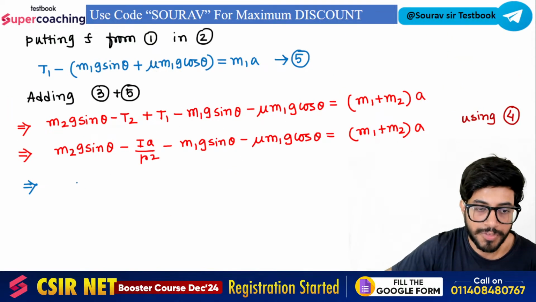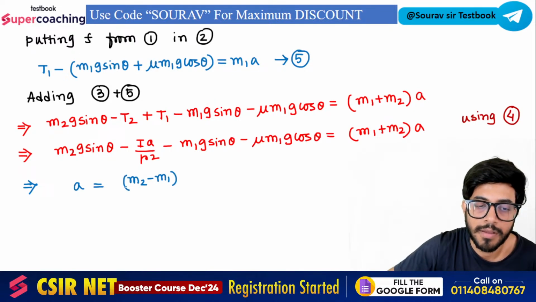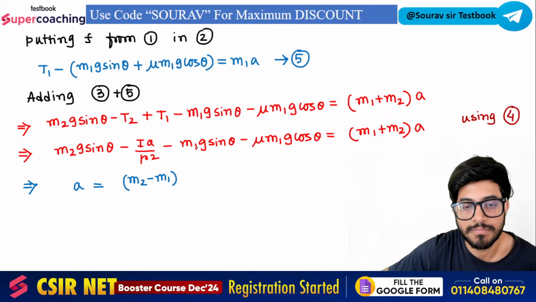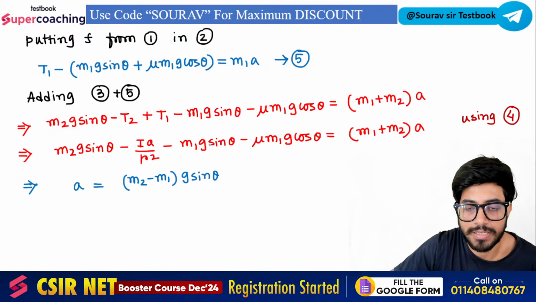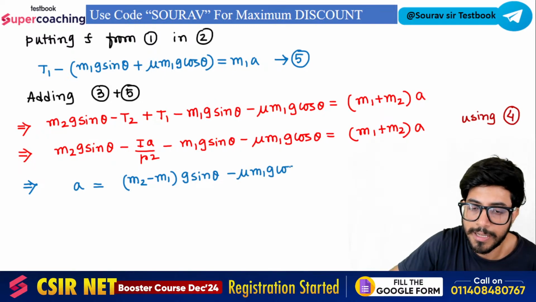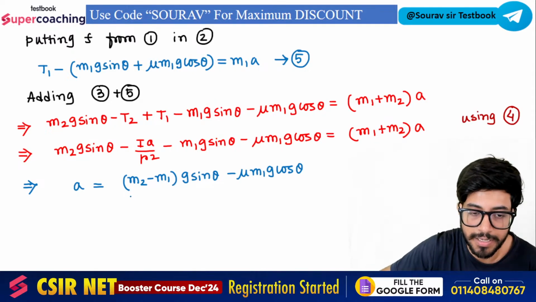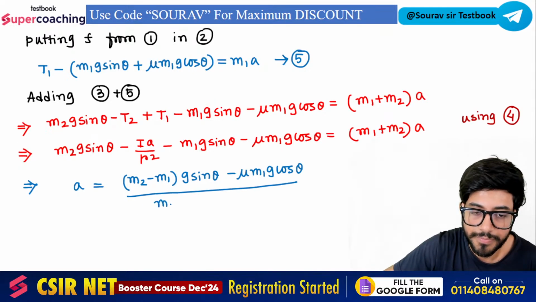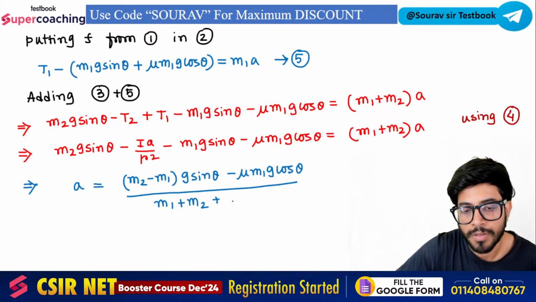So I'm writing here m2 minus m1. What is my acceleration then? Acceleration A should be equal to m2 minus m1 into g sin theta, so this term has been completed, minus mu m1 g cos theta, divided by m1 plus m2 plus I by r square.